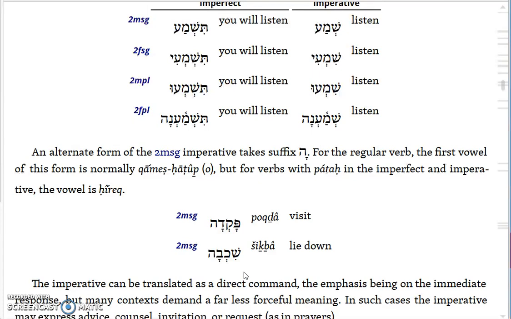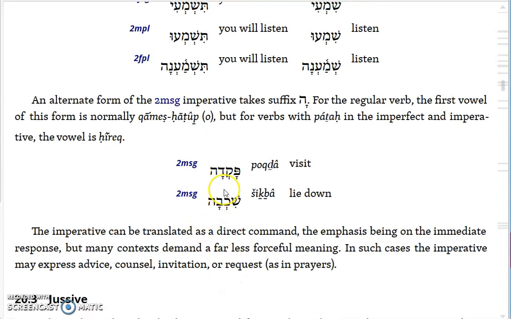Now, there is an alternative second masculine singular imperative that uses a kamatse. And so the imperative here would be pokda. Pokda is equivalent to pakod. Or in the case of shakav, it would be shikba, shikva, and that is the same as shakav. So there's two different second masculine singular imperatival forms.